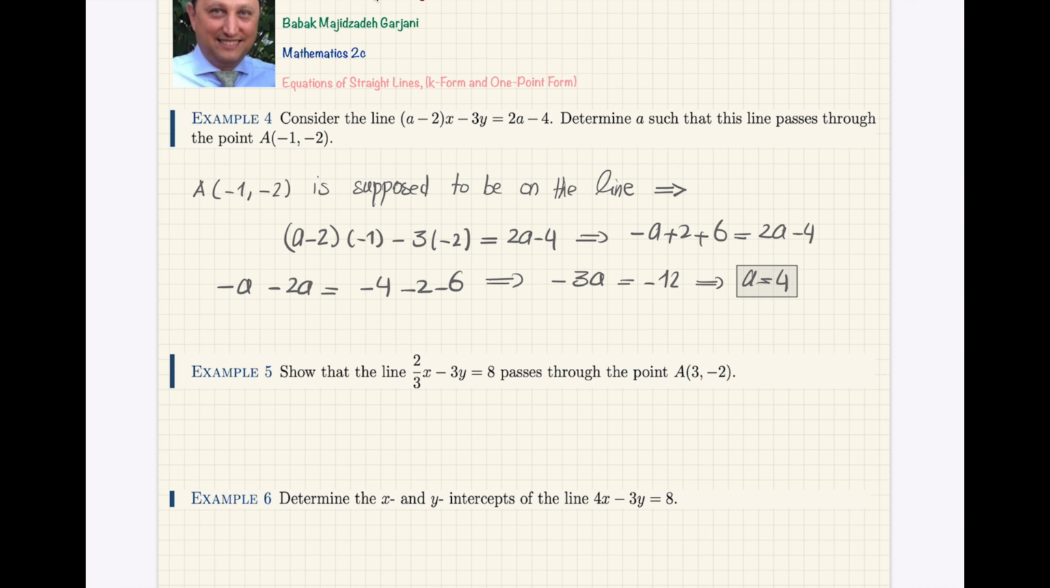So it means that, by the way, it's a good idea if we use GeoGebra to see the meaning of this problem. Hopefully GeoGebra is capable of doing this. So let me write this down, not to go back and forth. This equation is (a minus 2) times x minus 3y equals 2a minus 4, and the point is (minus 1, minus 2). Let us see what we have done. And remember, we got a equals 4.